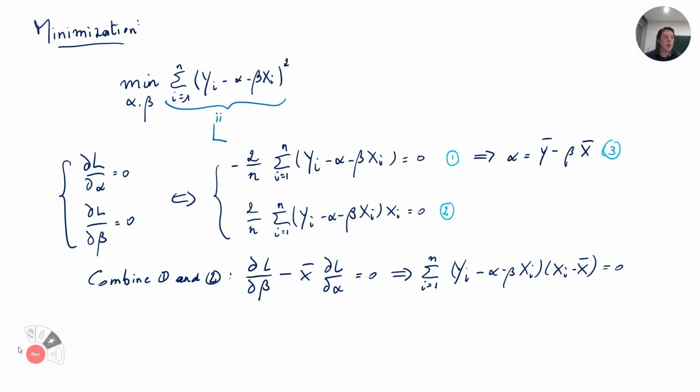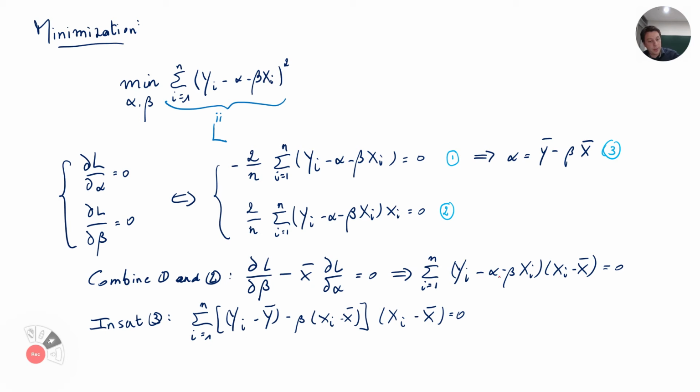To do this, we will apply a small trick. We will look at the derivative of L with respect to beta minus x bar times the derivative of L with respect to alpha. Each of those derivatives is 0, so the combination of both is still 0, and this x bar is just a value, so we can put it in the sum. If we place it inside the sum, we get the expression on the right.